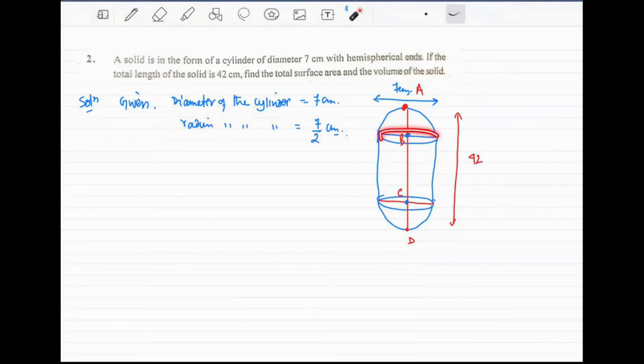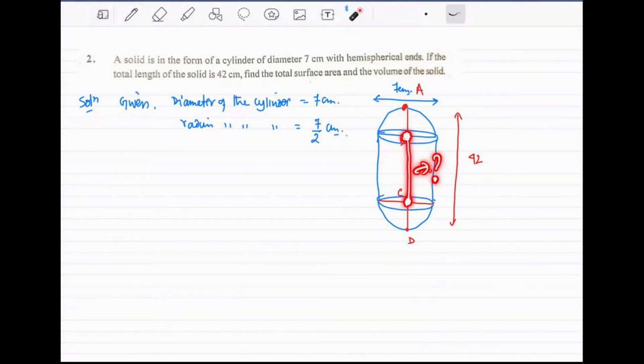But what about this portion right here? What about the cylindrical portion? For the cylindrical portion, we need the height also. So height is from where to where? Height of the cylinder is from here to here, B to C. The highlighted portion, focus here. We want B to C, but B to C is not given.